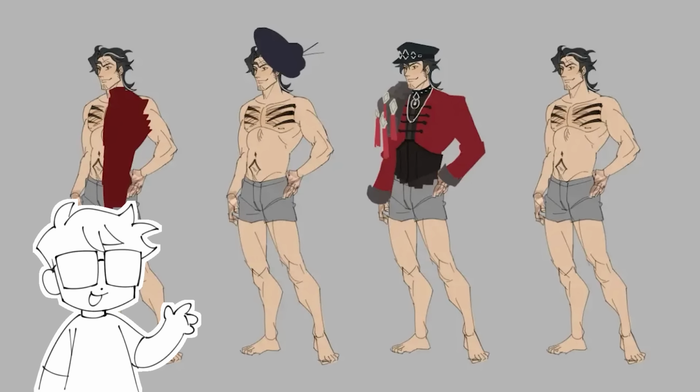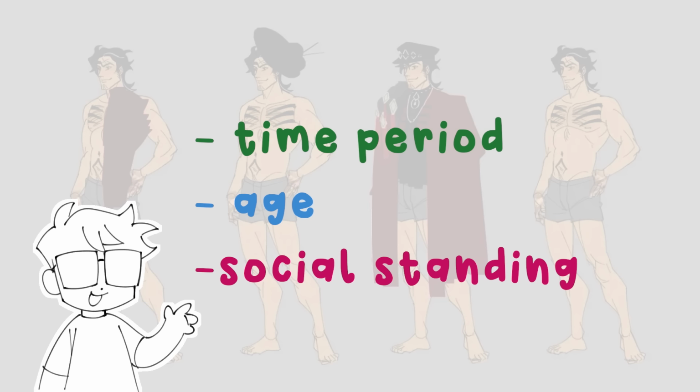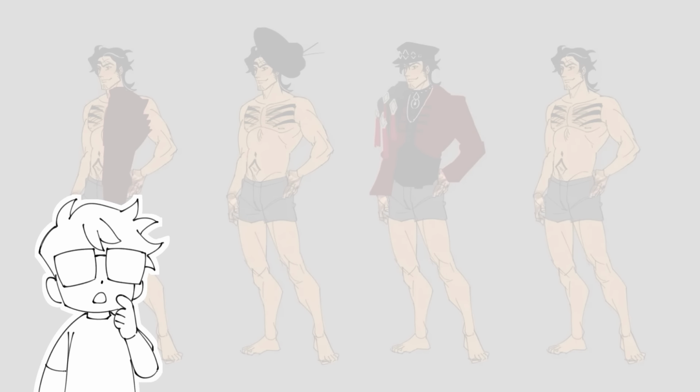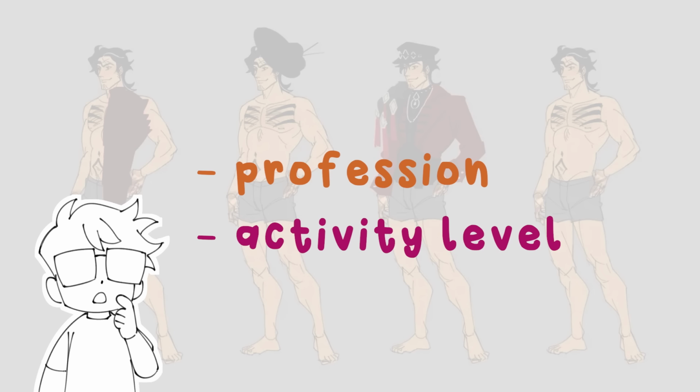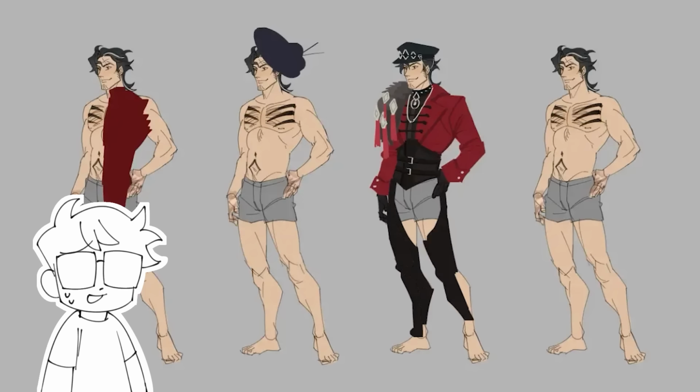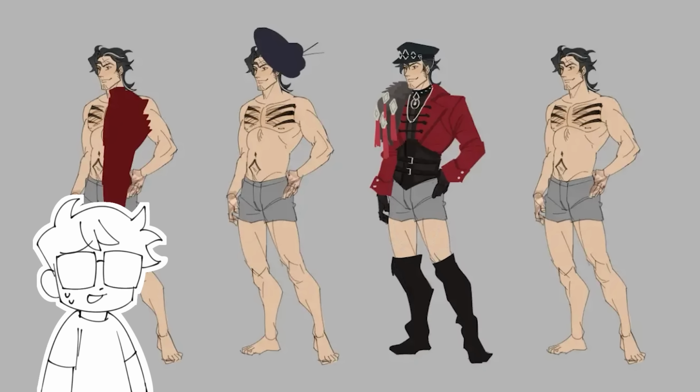Some examples of this may be that the clothes align with a certain time period, age, or fit within the character's social standing. This also extends to practicality, fitting with their line of work and allowing for enough range of movement to fit their activity levels. That all might be hard to parse just by listing them out, so let's go over some examples in media and in my own art where these concepts are applied.